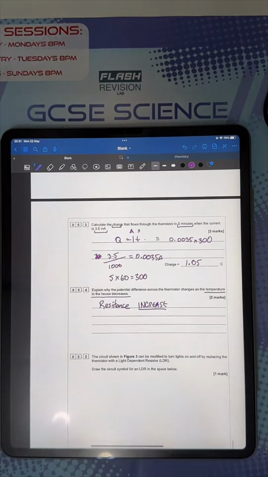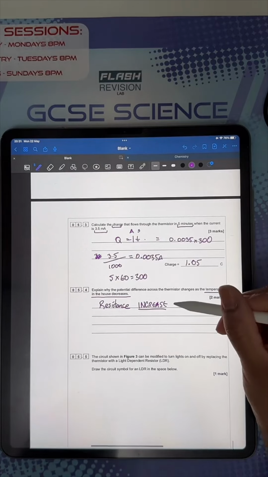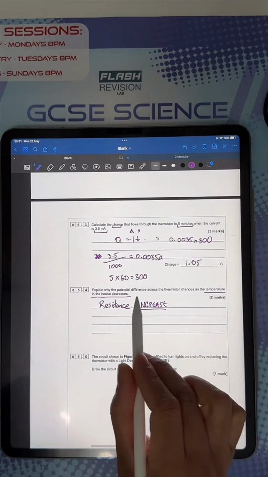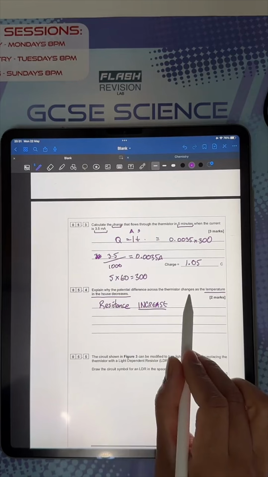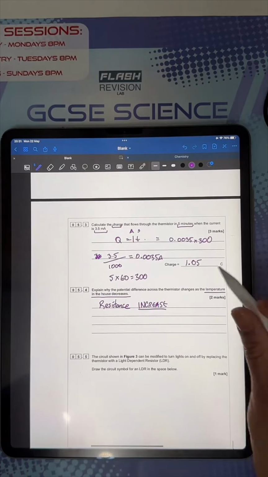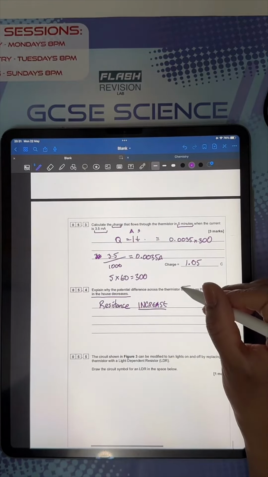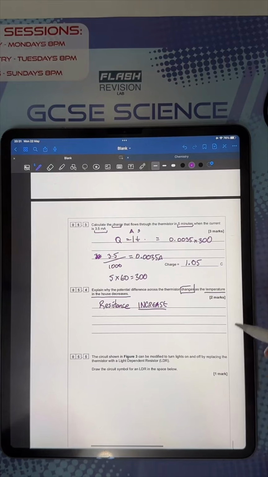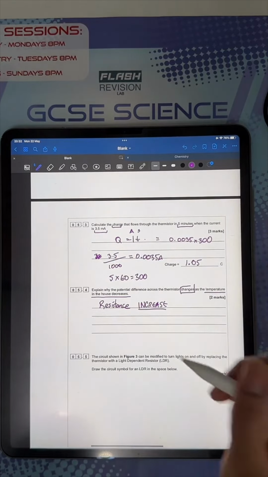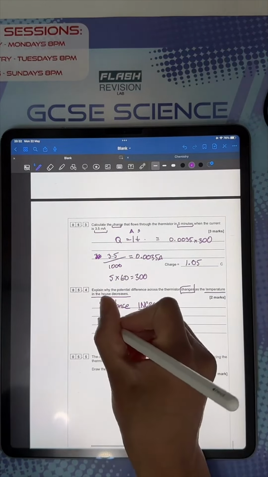So we still haven't fully answered the question because it's asking why the potential difference changes. So we need to say how it changes because it hasn't said why the potential difference increases or decreases. What's going to happen to potential difference then?